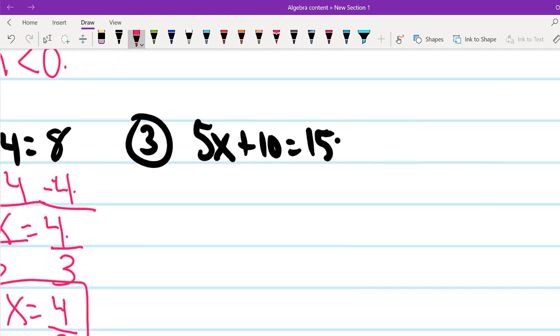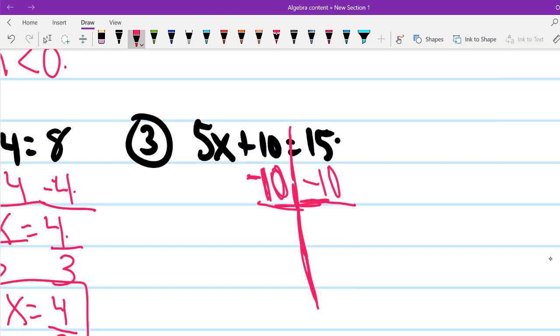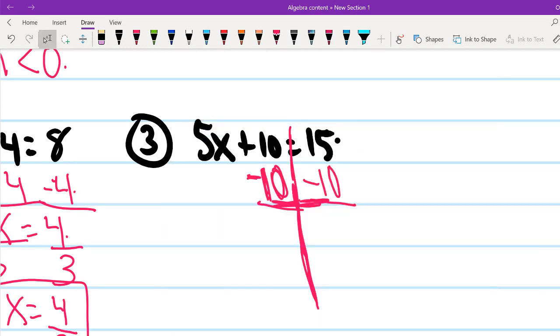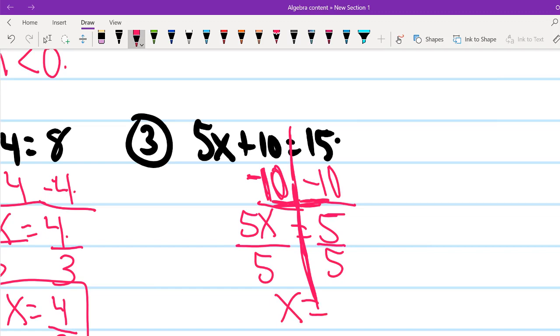And then for this next one, again, you want to do the opposite. So it's adding 10, so you subtract 10 on each side. And whatever you do to the left, you do to the right. That's why I see it on each side. And so then you go ahead and say 5x equals 5. You divide by 5 on each side to get x equals 1.